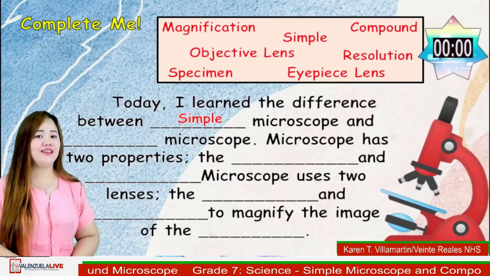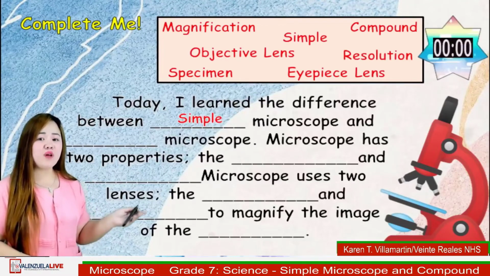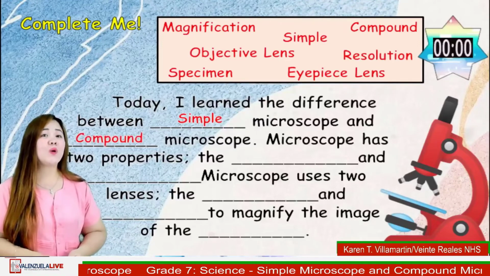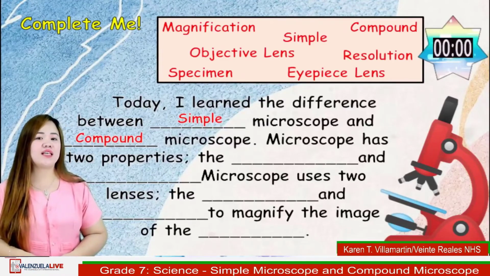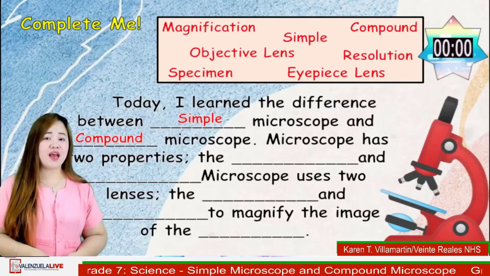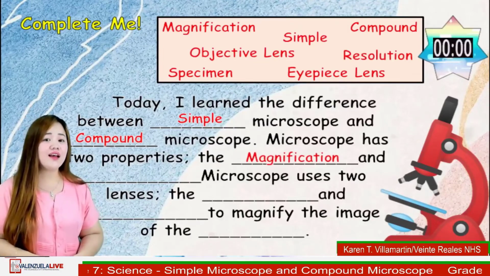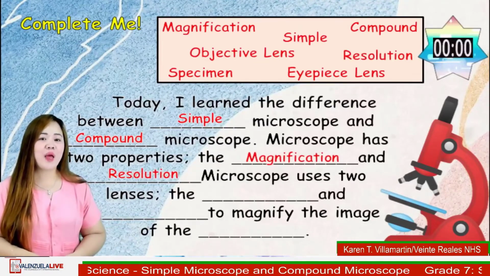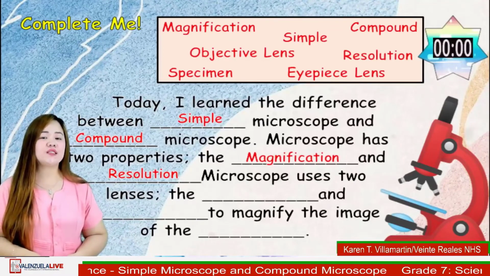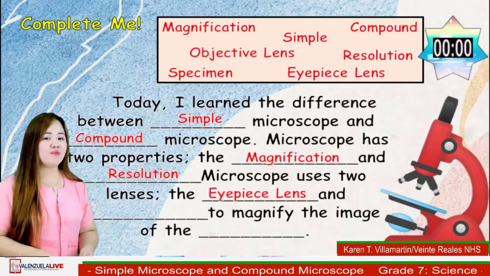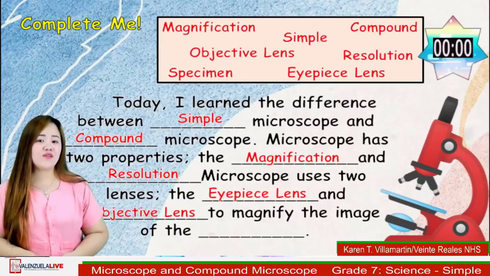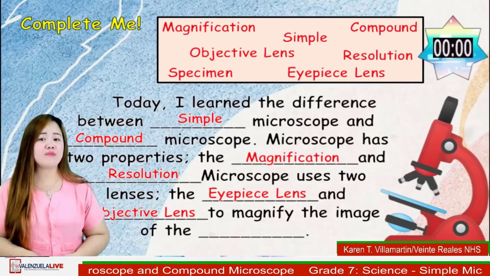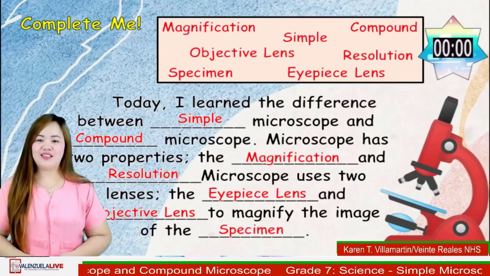Today, I learned the difference between simple microscope and compound microscope. Microscope has two properties, the magnification and resolution. Microscope uses two lenses, the eyepiece lens and the objective lens, to magnify the image of the specimen. You all did a great job!